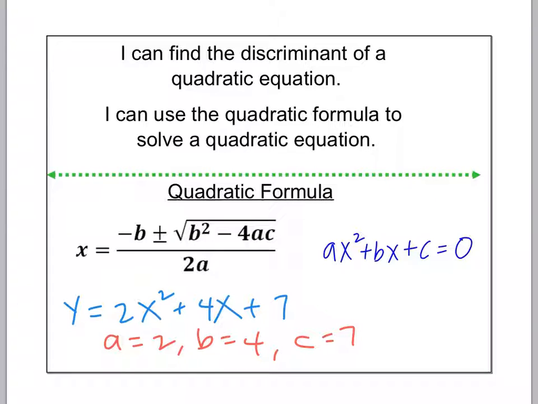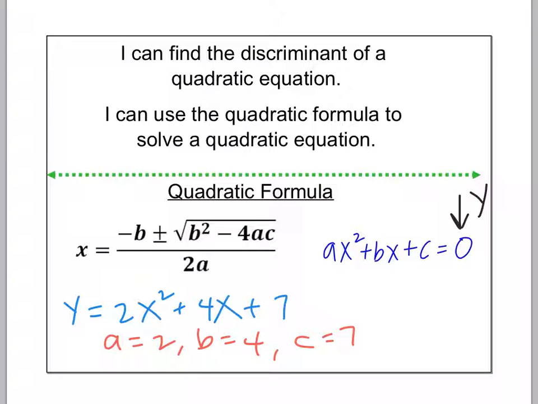Remember that our quadratic equations are usually in the form of ax squared plus bx plus c. That's standard form. That's what we like them in when we're solving, if we're going to use the quadratic formula. Just remember that this is the same thing as y, but when we're solving, we are making y equal to 0.